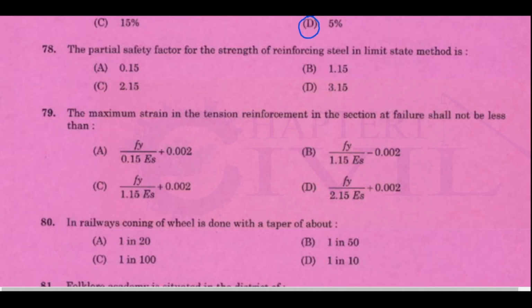Question number 78. The partial safety factor for the strength of reinforcing steel in limit state method is 0.15, 1.15, 2.15, 3.15. In limit state method, the reinforcing steel partial safety factor is 1.15.